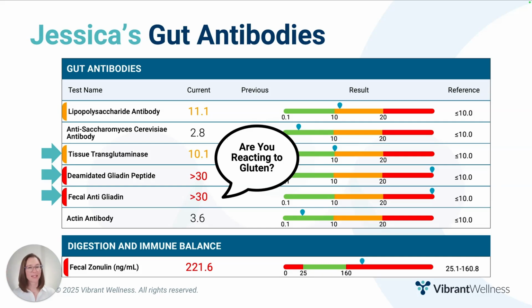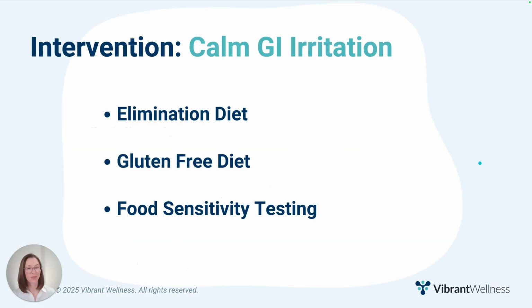Jessica's GutSummer results indicate that gluten is likely driving her leaky gut, but I also wondered, could there be other foods contributing as well? Which is why another intervention for GI organ dysfunction is to remove reactive foods to help calm any GI irritation. And this can be done, of course, via an elimination diet, a gluten-free diet, or informed by food sensitivity testing results.